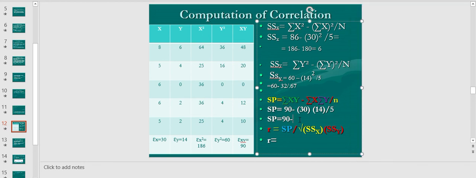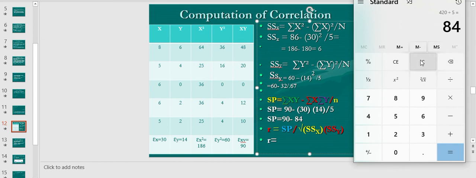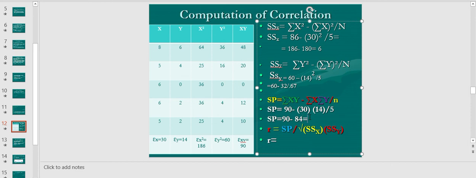90 minus 84. Subtract this value from 90. 90 minus 84 is equal to 6.